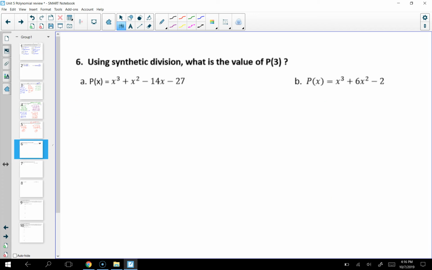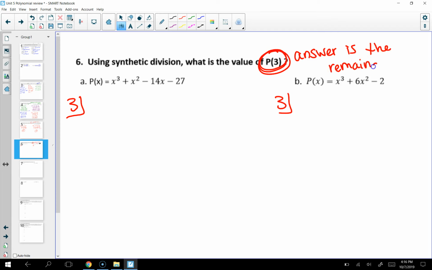Alright. We also use synthetic division for evaluating. So it wants to know the value of P of 3. That means 3 is now going to be in the corner. Okay? So we're evaluating P. So to evaluate, our answer here is the remainder. Okay? That's what we're looking for. The answer is the remainder for this one. That's how we evaluate.